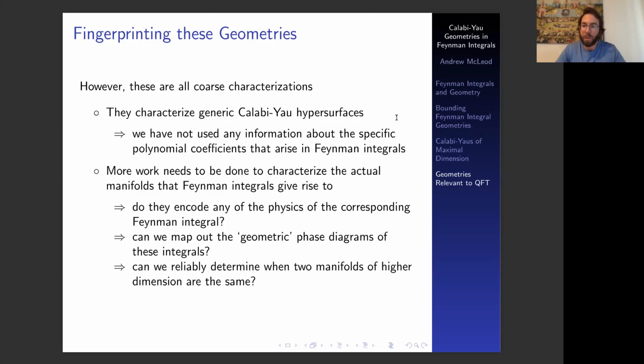So the types of questions this would help us address is whether or not any of the physics of the corresponding Feynman integrals is encoded in these geometries. It would be nice to be able to map out the phase diagrams of these integrals, meaning in which kinematic limits the manifolds simplify to product manifolds or become integrable in terms of polylogarithms. And it would also be nice to even be able to reliably determine when two manifolds of higher dimension are the same. In the elliptic case, we have the j-invariant, and that tells us when two elliptic curves are isomorphic, but this becomes a much more non-trivial problem in higher dimensions.